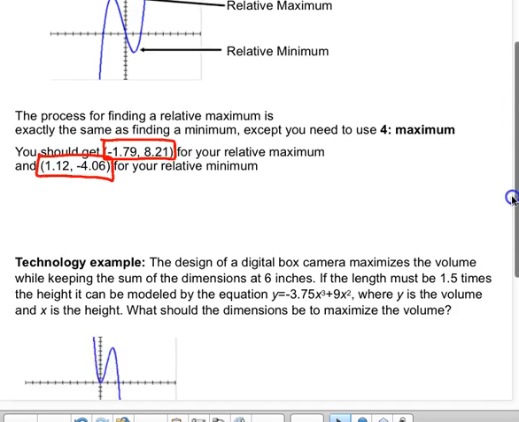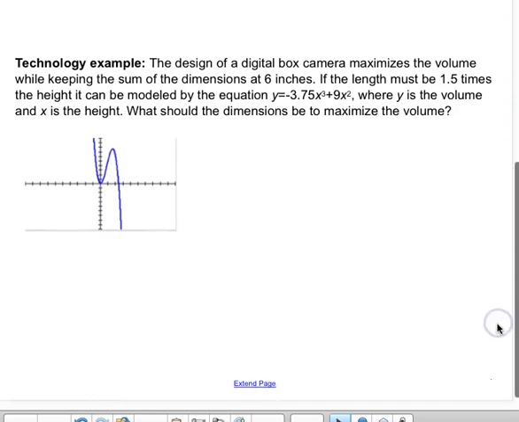So, let's do a technology example. So the design of a digital box camera maximizes the volume while keeping the sum of the dimensions at 6 inches. If the length must be 1.5 times the height, it can be modeled by an equation, y equals negative 3.75x cubed plus 9x squared, where y is volume and x is the height. What should the dimensions be to maximize the volume?